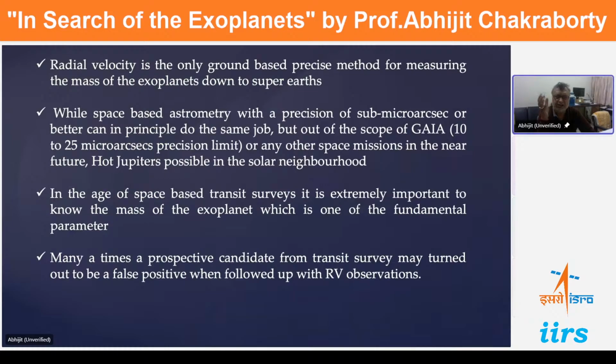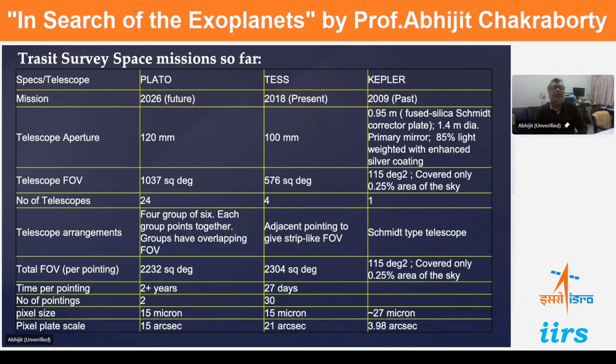In the age of space-based transit photometry surveys, it is extremely important to know the mass of an exoplanet, which is one of the fundamental parameters. We know that there are many transit missions, that is, space telescopes: PLATO, TESS, and Kepler. Kepler happened in the past, starting in 2009. Currently TESS is going on, and in future PLATO will come up. Kepler was the first exoplanet mission that discovered super-Earths and Earth-sized planets in very close orbits.